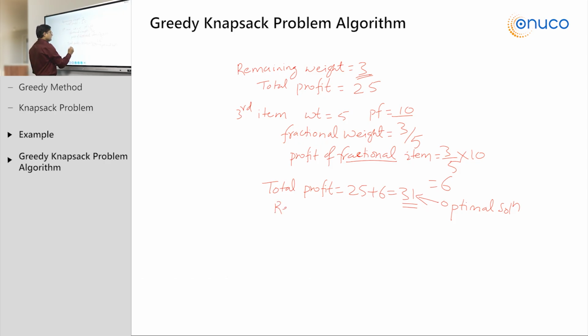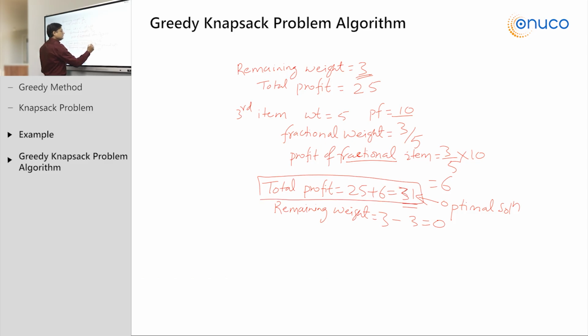And remaining weight, what is the remaining weight? We have to stop this once we get remaining weight as 0. So look, the remaining weight was 3, 3 minus, right? How much weight have we selected? We have selected 3. Hence it is 0. So we'll stop here and we'll call this our maximum profit. And the maximum profit is 31 for this knapsack problem.